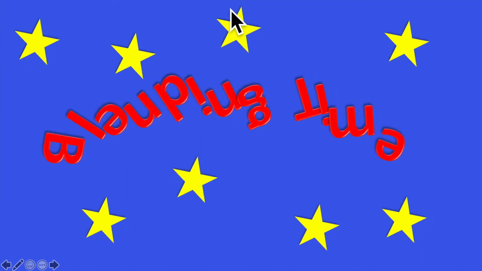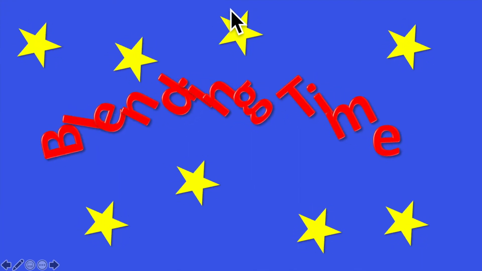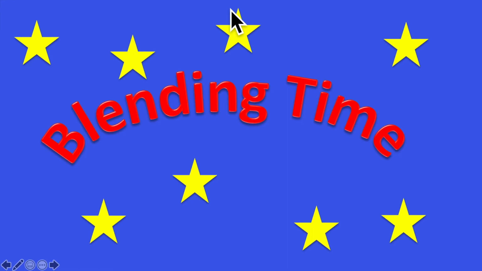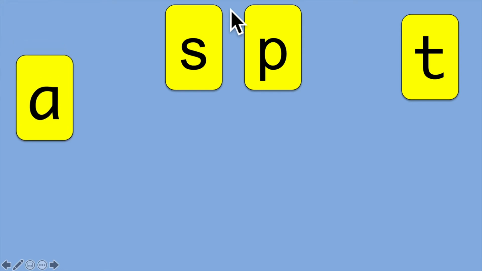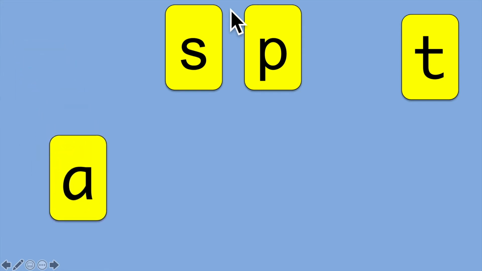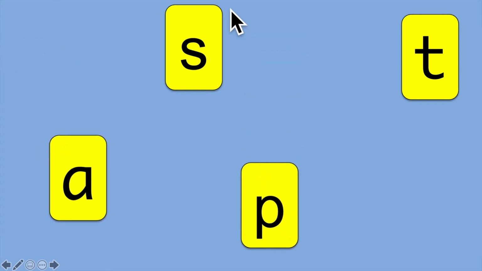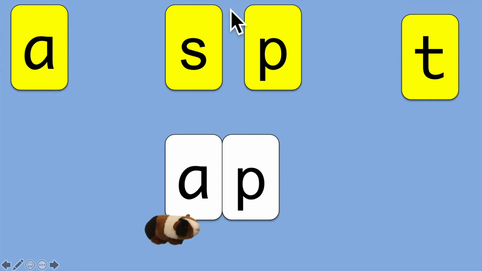It's time to do some blending. Say the sound as it's chosen, and then we'll blend them together to read the word or part of the word. Are we ready? Say the sound. A. P. Blend them together. App, like in clap or tap or sap.